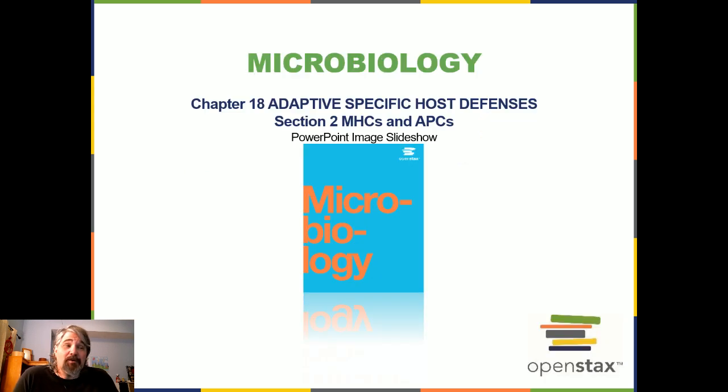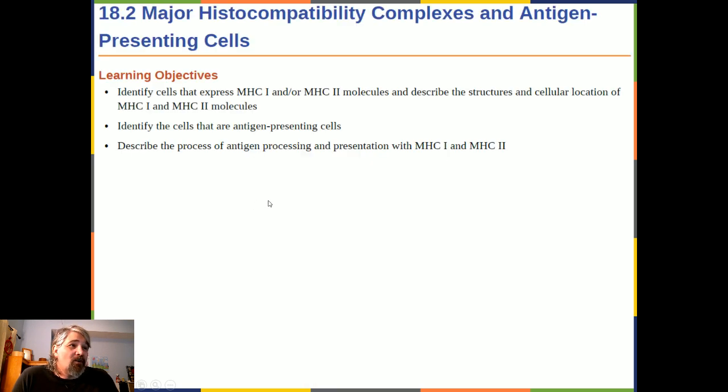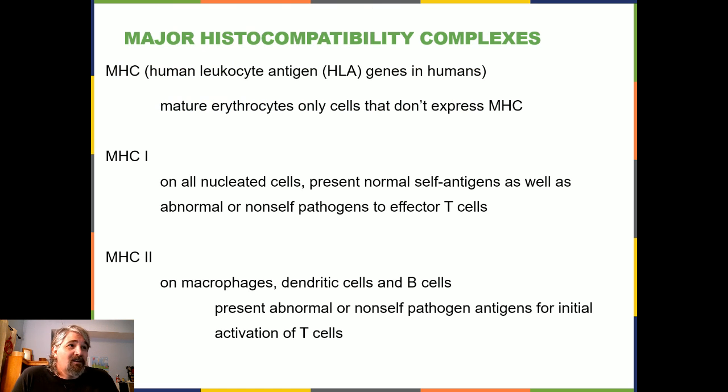All right, section 2, major histocompatibility complexes and antigen presenting cells. We have MHC class 1 and 2 molecules: describe the structure and cellular location of them, identify the cells that are antigen presenting cells, and describe the process of antigen processing and presentation with MHC class 1 and class 2.